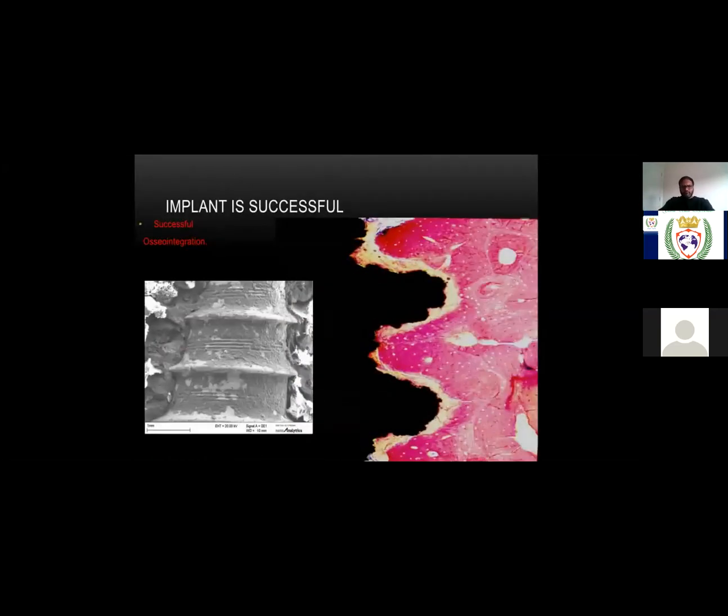Now, implants are successful because of osseointegration, and many researchers say osseointegration is still a mystery. But different theories have come out where we think osseointegration happens through a proper biological sequence. But just to understand in a simplistic way, osseointegration is nothing but the bone growth over the titanium, and the gap is less than 100 microns on a light microscopic level. That's when we say osseointegration is achieved.